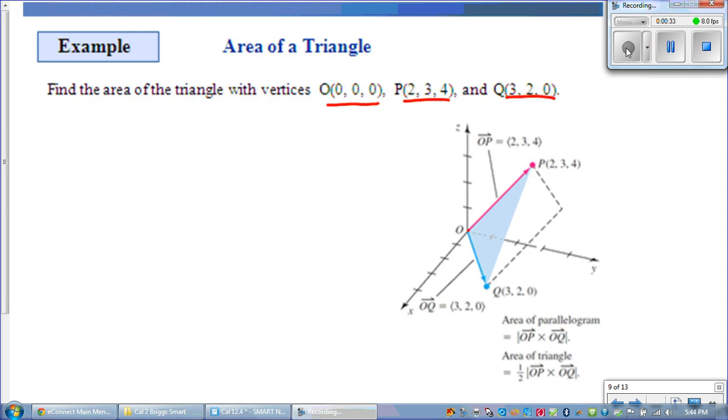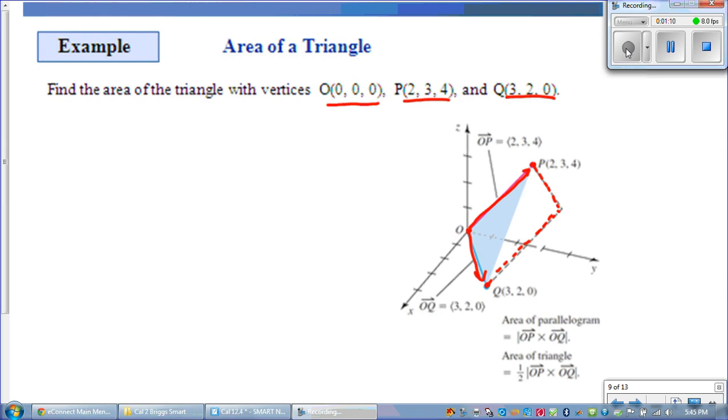So the points (0, 0, 0), (2, 3, 4), and (3, 2, 0). Now look at the two vectors that form the sides of this parallelogram. We're trying to find the area of the triangle, which is the blue shaded region. We can find the area of that parallelogram that's created by using those opposite sides with those vectors. And we know that the area of the parallelogram is twice what the area of that triangle would be.